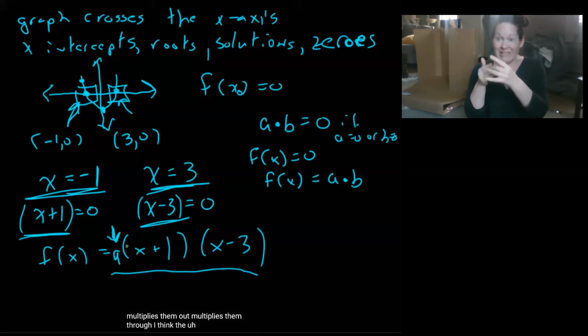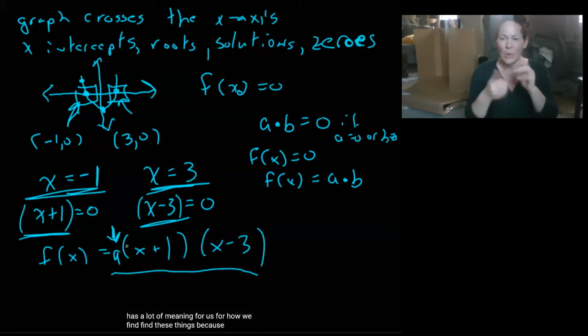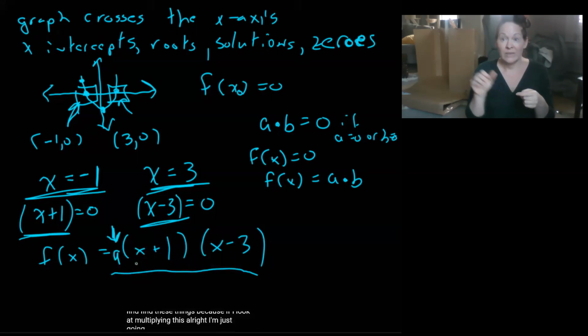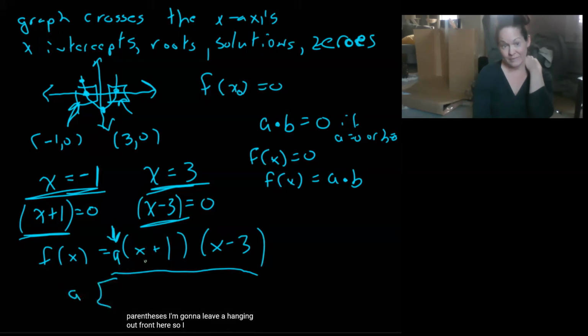I think that this has a lot of meaning for us, for how we find these things. Because if I look at multiplying this, right, I'm just going to multiply what's in the parentheses. I'm going to leave a hanging out front here. So I get x squared minus 2x minus 3.